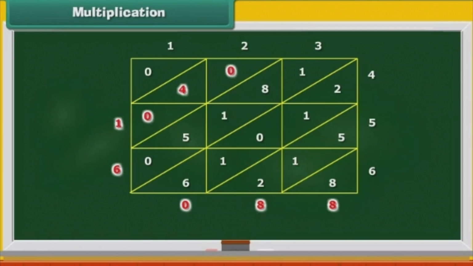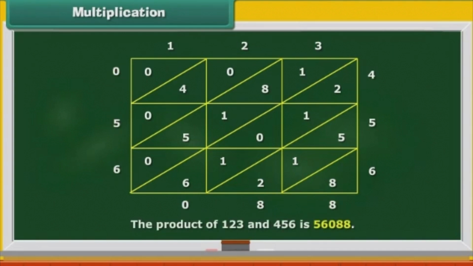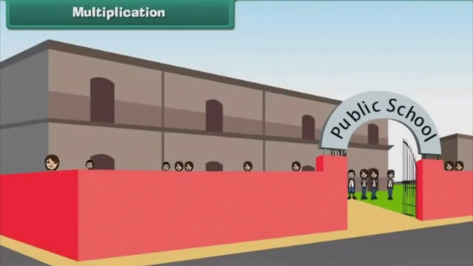It has 3 elements: 0, 4, and 0. Their sum is 5, including the carry over 1. Write 5. The last diagonal has only one element: 0. Write 0. Read the digits from top to bottom: 056088. Therefore, the product of 123 and 456 is 56088. Let us now look at a word problem of multiplication.